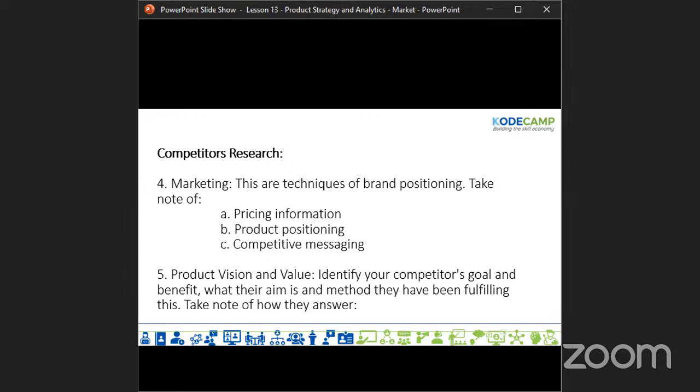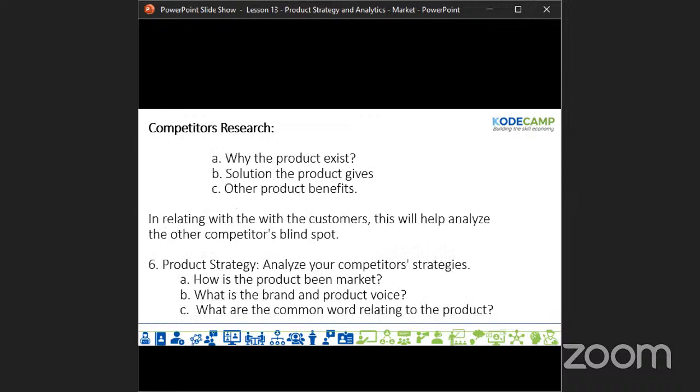So you want to know your product vision and value. Identify your competitors' goals and benefits. What is their aim? What's their method? What are they fulfilling with this? At the same time, I want to take note of how they answer to why the product exists.